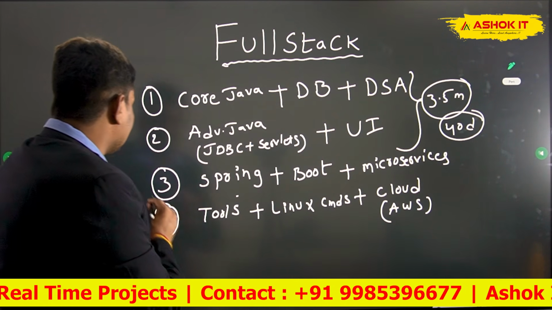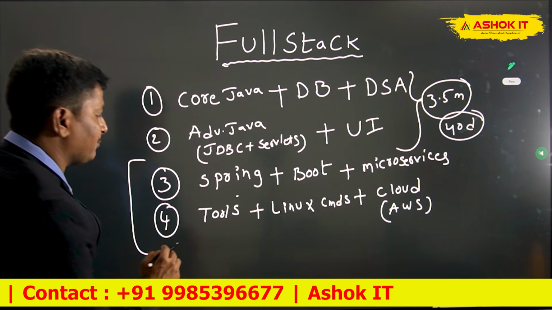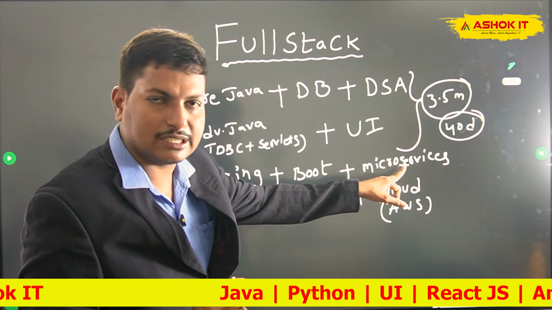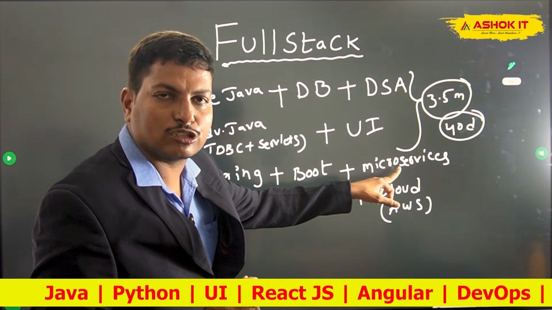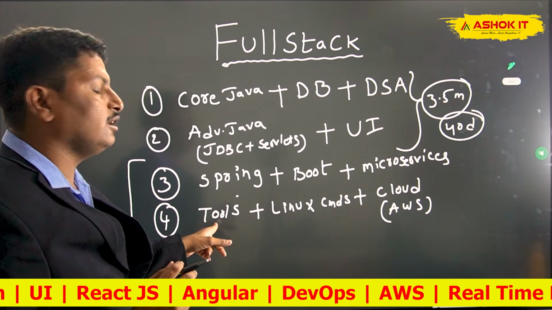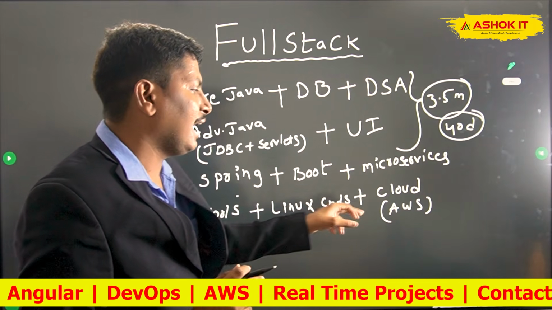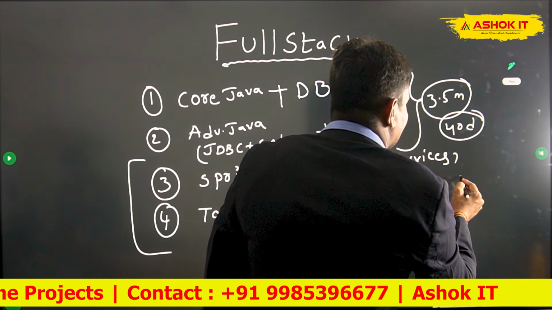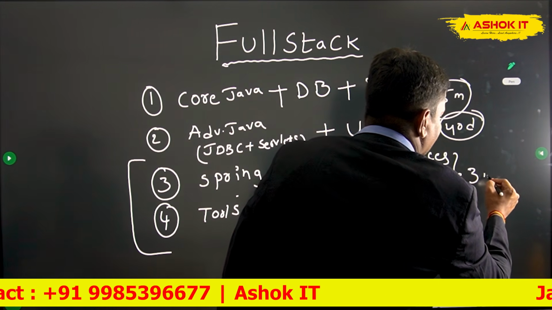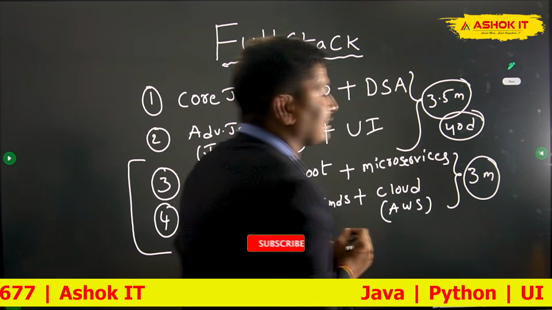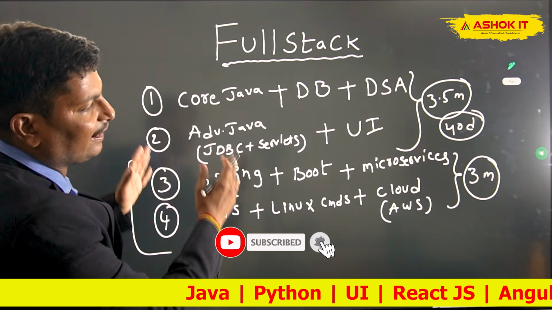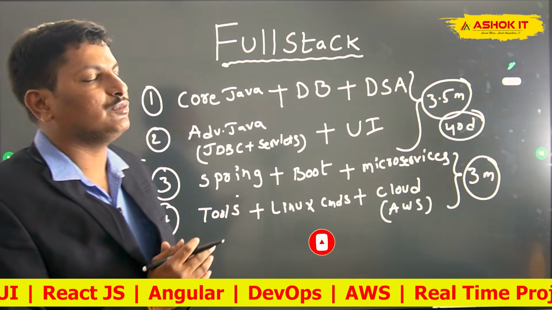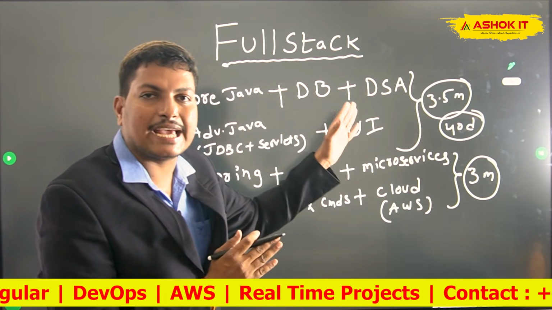Once it is done, then we will enter into real-time training with the frameworks, Spring Boot and microservices. When you are attending these frameworks, parallelly you can attend tools, Linux commands and AWS cloud classes also. It is going to take another 3 months to attend these classes. So on average it is going to take 6 to 7 months if you want to become a full stack developer.